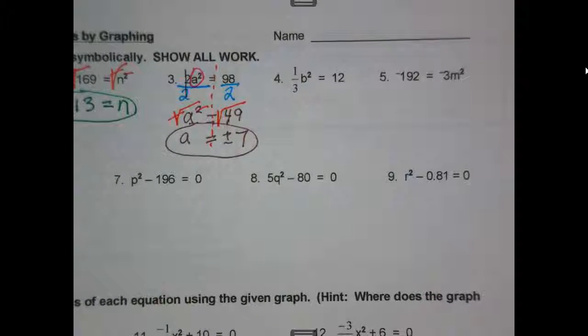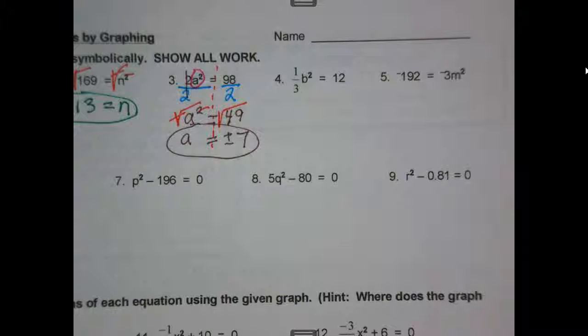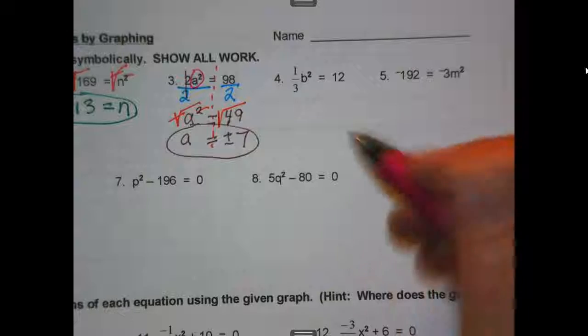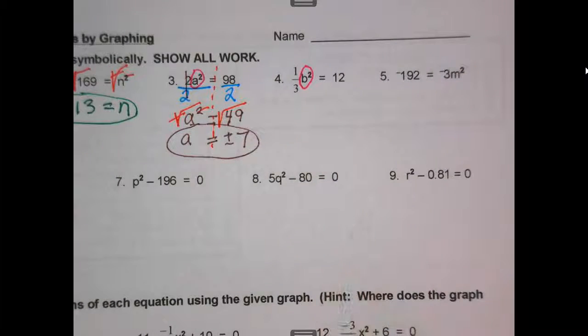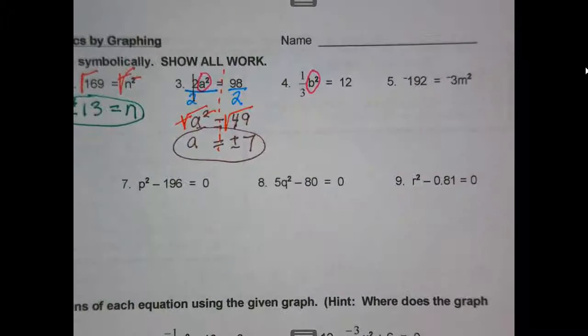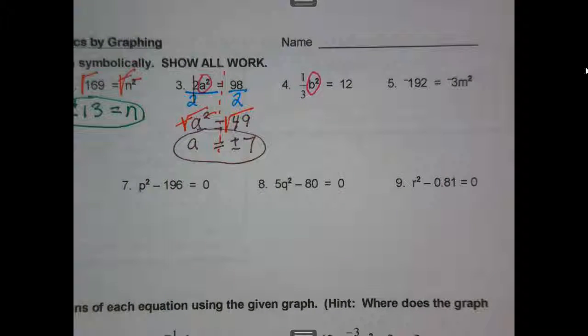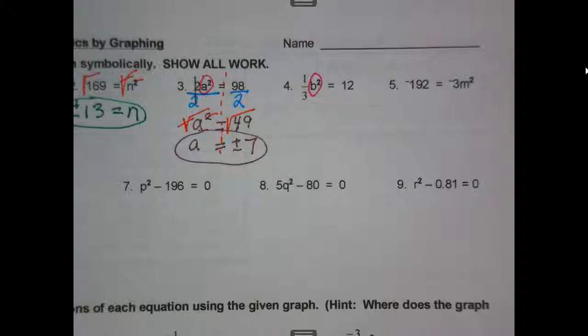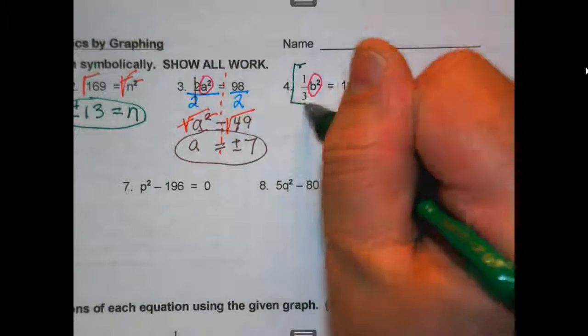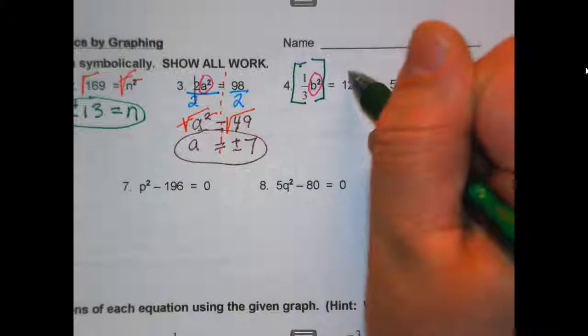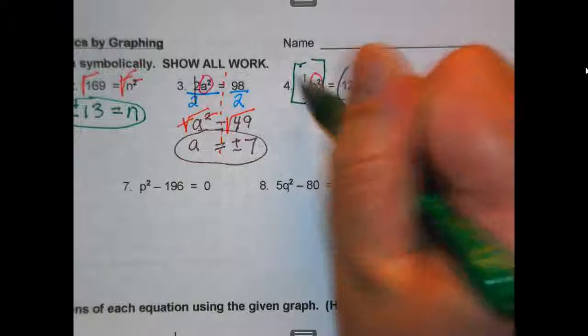Okay, number 4. We have to get b squared by itself first, right? We have to get rid of the coefficient 1/3. Does anybody know the easiest way to get rid of a fractional coefficient? Multiply by its reciprocal. So I'm going to multiply both sides by 3/1.